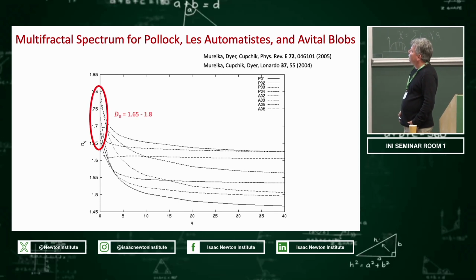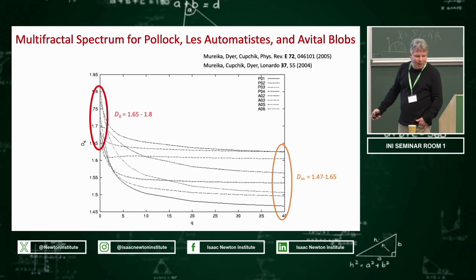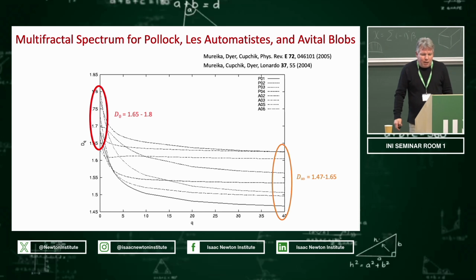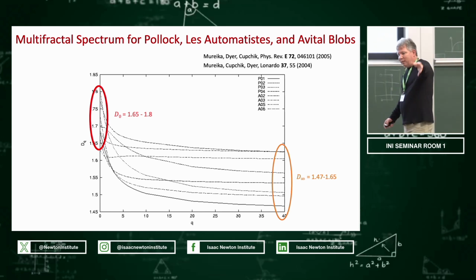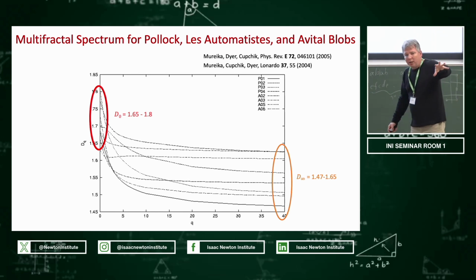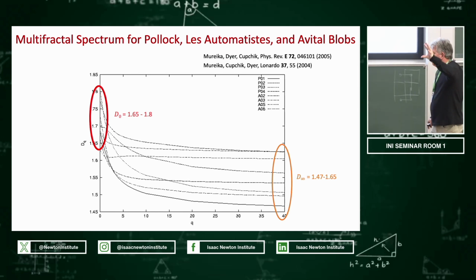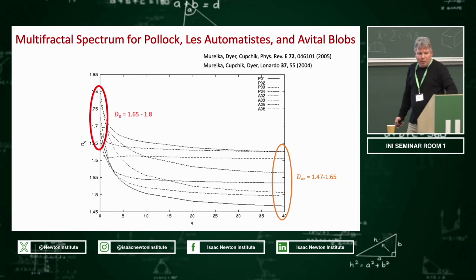All right, and that's what I just said, so I'll skip over that. That was interesting. It showed us that there was a consistency between the automatists and Pollock. So is there a way to differentiate them some more?